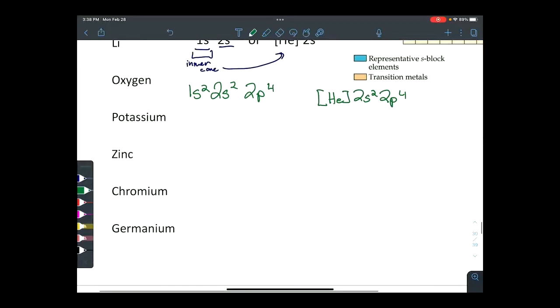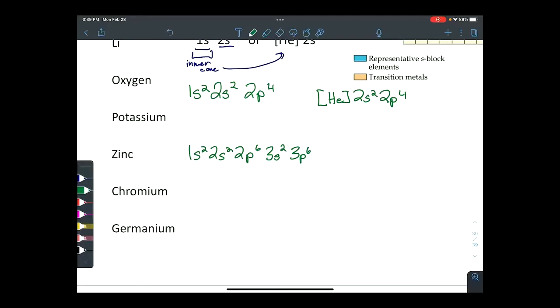Let's do a harder one. Let's do zinc. So locate zinc. So it's element number 30. So we'll start at the beginning again. So 1s2, 2s2, 2p6. So that brings us to neon. Oh, we got to fill the 3s, 3p. We fill it all the way up, so 3p6. That brings us to argon.